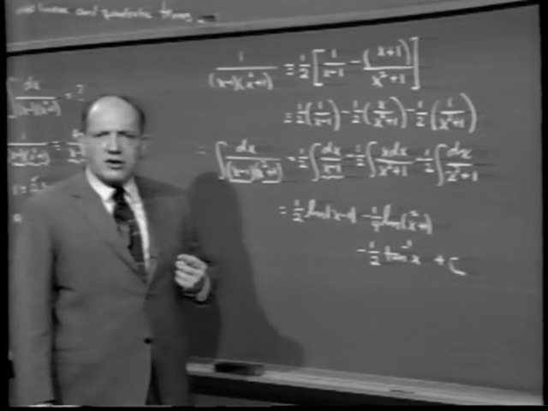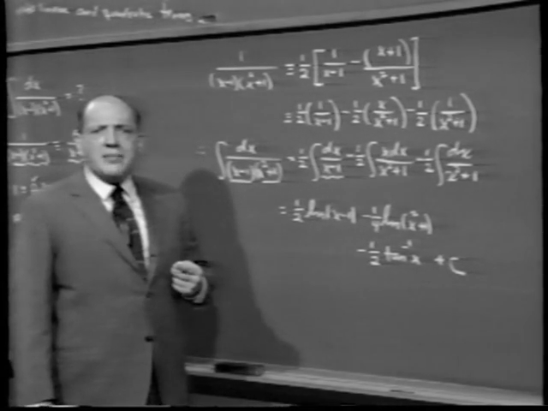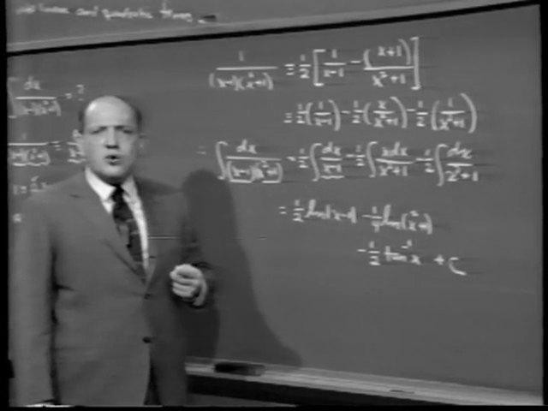But at any rate, this is how the technique called partial fractions works. It works for the quotient of two polynomials, and to make the undetermined coefficients technique work right, you must assume that the degree of the numerator is less than the degree of the denominator.